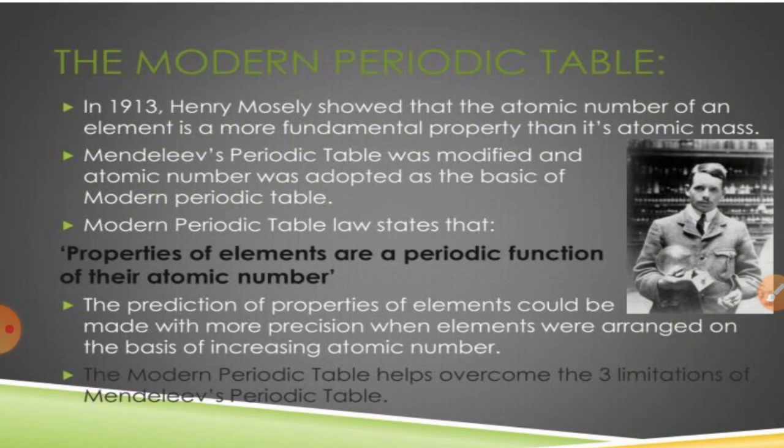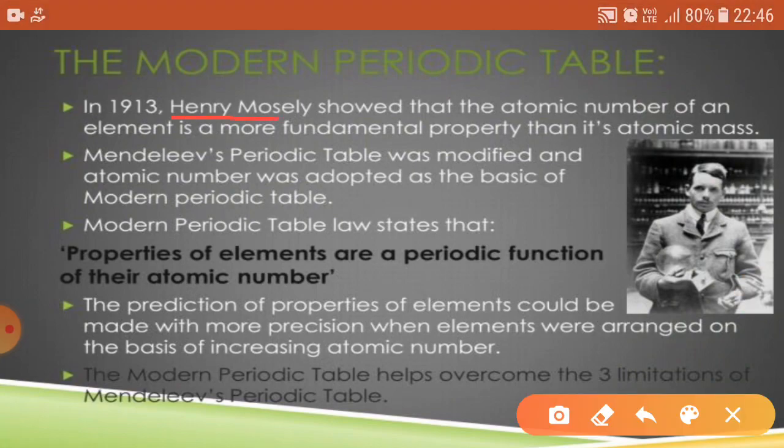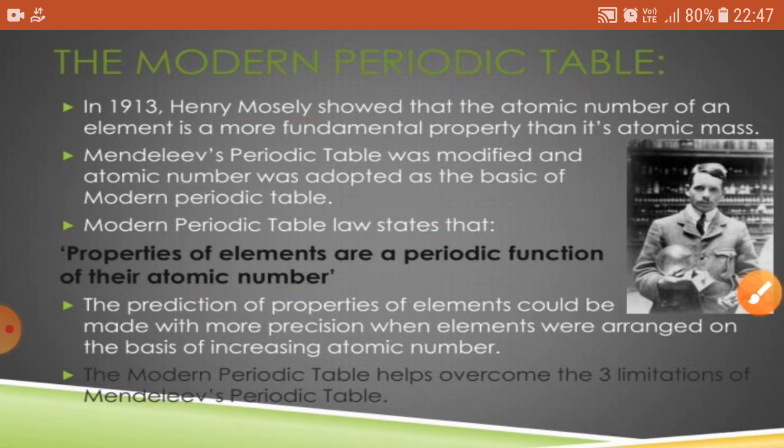Henry Moseley proposed the modern periodic table and stated the modern periodic law as: the properties of elements are a periodic function of their atomic number. It means that he considered the atomic number as the basis for the modern periodic table instead of the atomic mass. And this also overcomes the limitations of Mendeleev's periodic table.